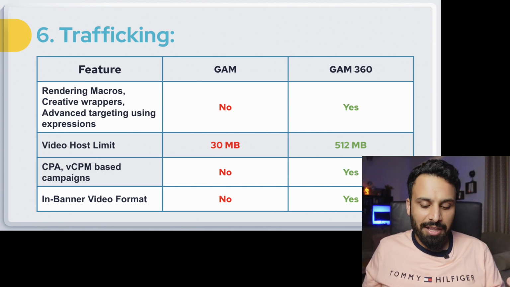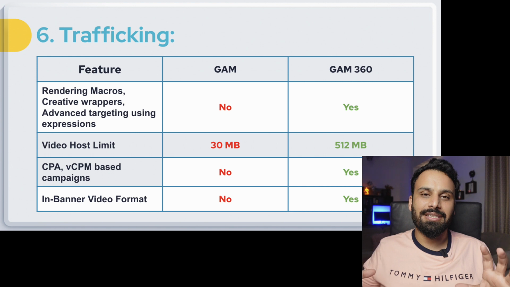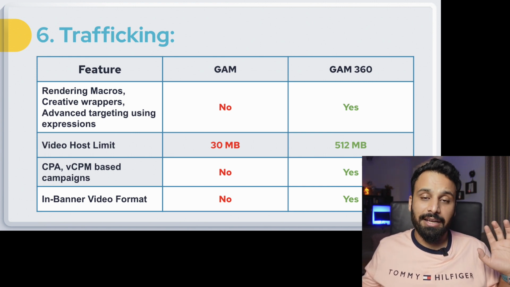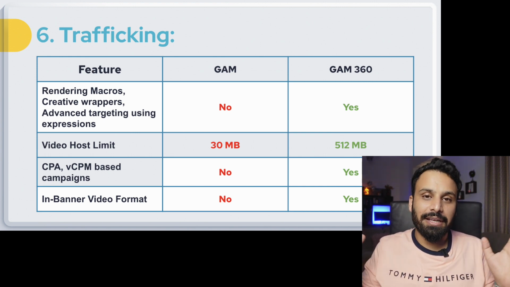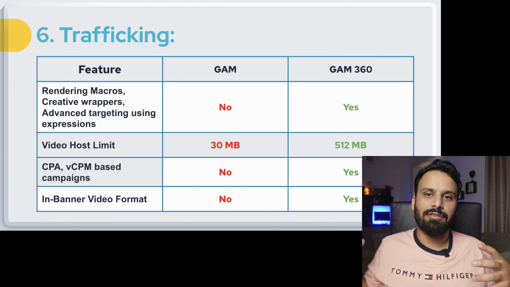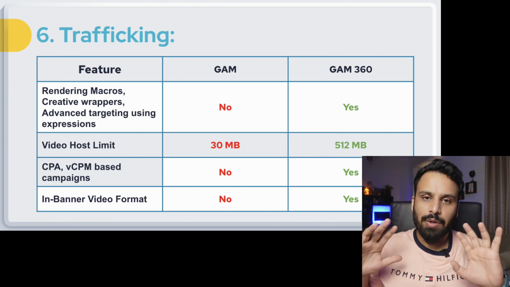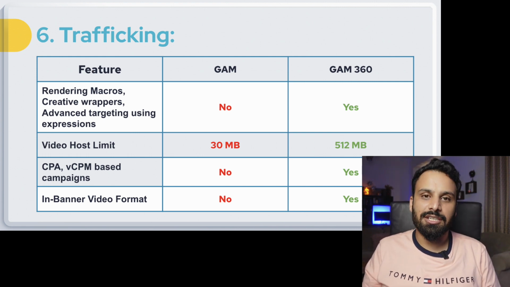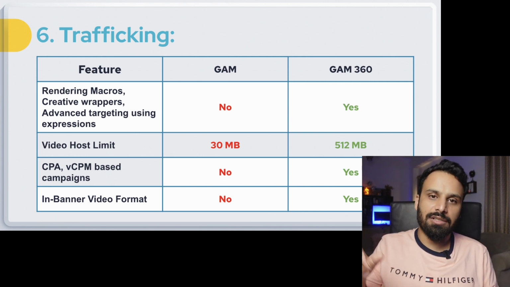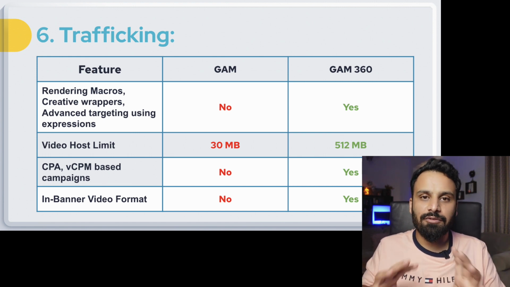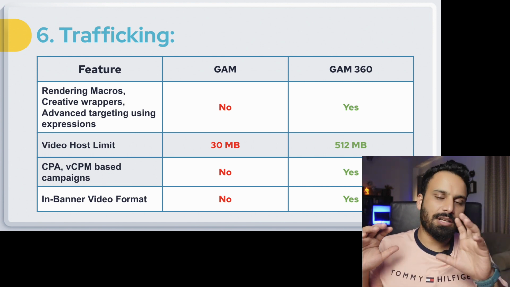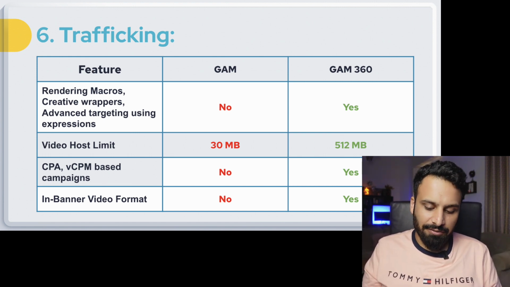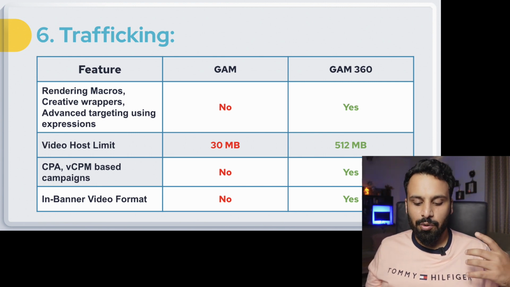Now, if you are wondering what they mean, rendering macros, creative wrappers, these are kind of codes. Creative wrappers are codes which we apply to our creatives to have any kind of effect in the creatives or anything with creatives. Similarly, advanced targeting using expressions is you can create different kinds of expressions. You can use wildcards for targeting different kinds of keywords, targeting ad units, and a lot of things.